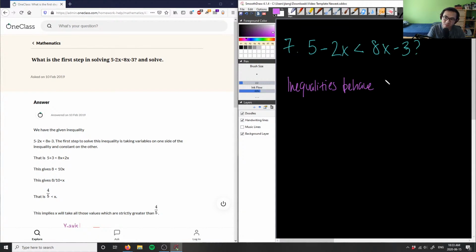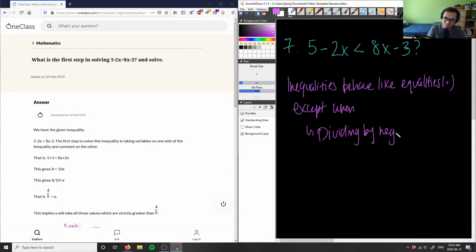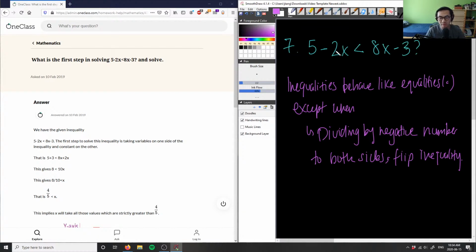Inequalities behave like equalities, the equal sign, except when we divide by a negative number to both sides, we flip the inequality. So let's say when we're doing some algebra, we're going to divide by, let's say, -2 to both sides. If we divide by -2 to both sides, we're going to flip the inequality. So instead of less than, this would become greater than if we divide by a negative number.